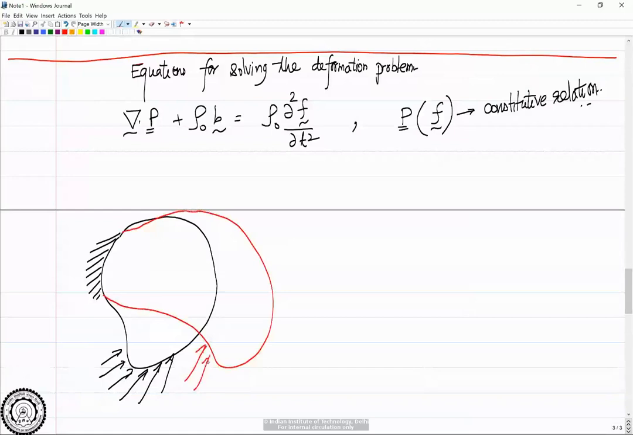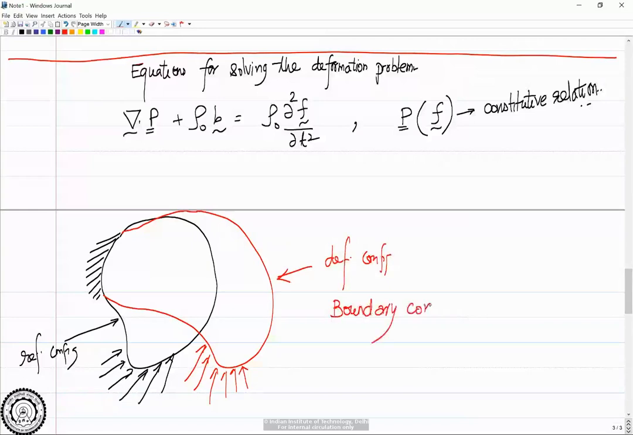And the forces would be acting here, so this is your reference configuration, whereas the red one is your deformed configuration. So whenever we have a differential equation, we need to also prescribe the boundary condition. Think of what boundary condition is going to be prescribed.